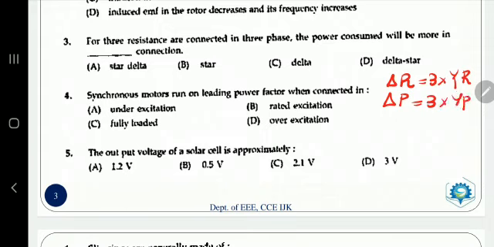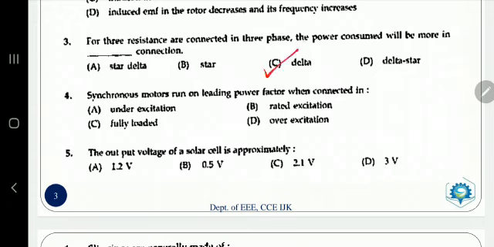Similarly, the delta torque value will be also the star torque value into 3 times, and the current is also having the same relation. So, this is the relation for the delta connection and the star connection if the 3 resistances are equal. But here they have not mentioned anything like that. So, the power consumed will be more for a delta connected system. So, the answer for question number 3 is option C. Let's go into the next question, question number 4.